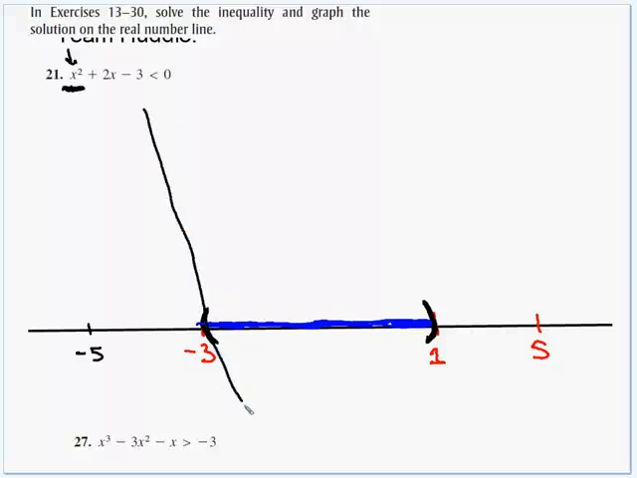So we would have a parabola looking like this. We want less than 0. Where does the parabola dip below the x-axis? Just here between -3 and +1.